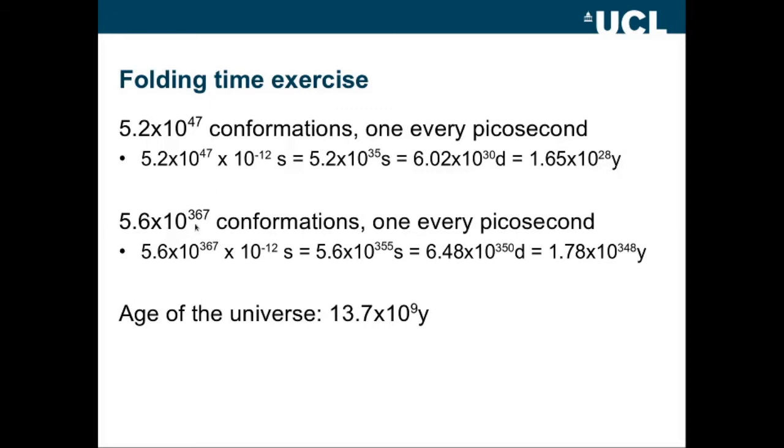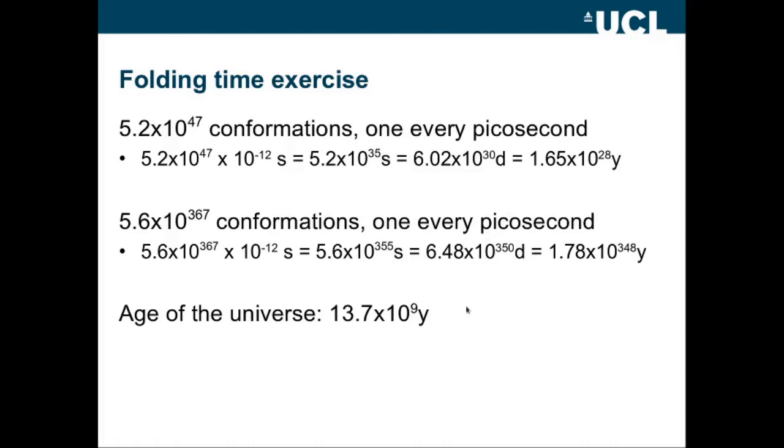If we do the same thing with 5.6 times 10 to the 367 conformations, then that works out at about 5.6 times 10 to the 355 seconds, 6.48 times 10 to the 350 days, or 1.78 times 10 to the 348 years. Now, the age of the universe is only about 13.7 times 10 to the 9 years, so clearly these timescales are completely impossible.